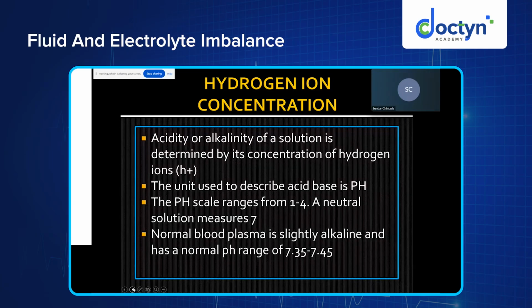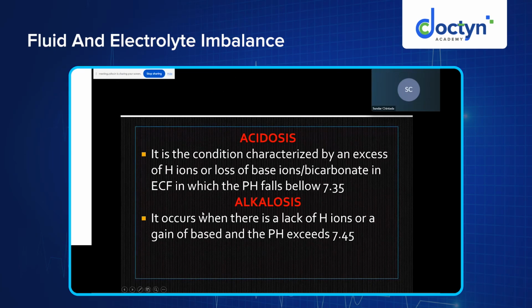Very important point. When we say it is an acidotic condition, it is a condition characterized by more hydrogen ions, or loss of base ions or bicarbonate in the extracellular fluid, in which there is a fall of the pH to less than 7.35, because the normal levels are between 7.35 and 7.45. And when you call it alkalosis, it occurs when there is a lack of H plus ions or a gain of the base bicarbonate, and the pH exceeds 7.45.